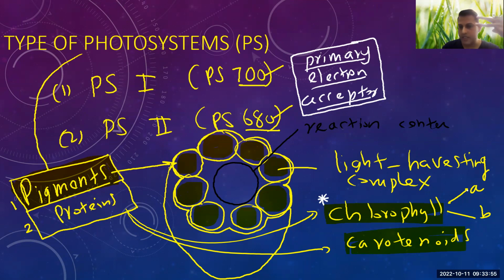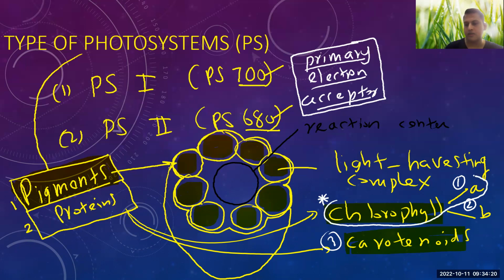So we have three types of pigments: chlorophyll A, chlorophyll B and carotenoids. And what is the most important pigment? The most important pigment is chlorophyll A, right? Okay. Now we have a question: why is chlorophyll A considered the most important pigment? Okay, we can find two answers for that.